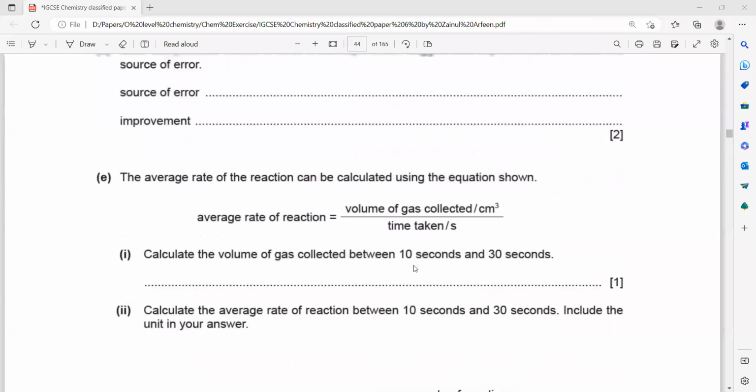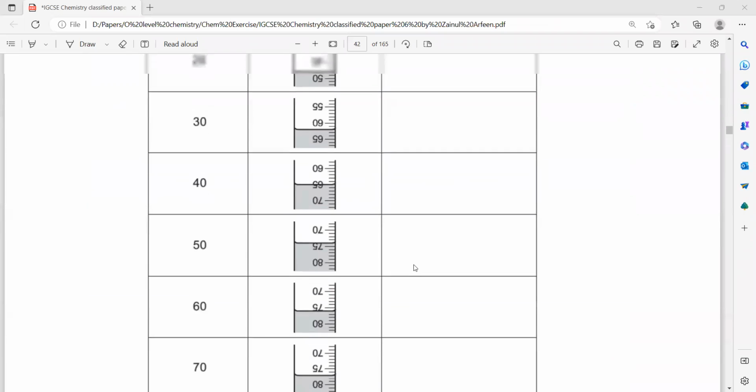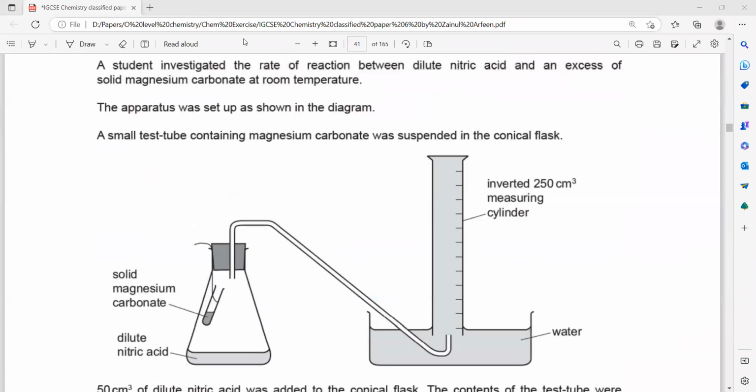Part F: what might happen when you're collecting a gas over water is that the gas might dissolve in water. If the gas dissolves in water, then as a result you will collect a lower volume of gas. This happens when we are collecting a gas over water. Some gases are readily soluble, some are partially soluble, and some are insoluble. If it's a completely insoluble gas, it won't dissolve. But carbon dioxide is partially soluble, so that's why the actual volume won't be 85, it will be less than 85.